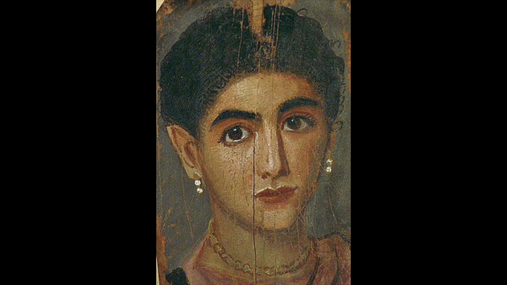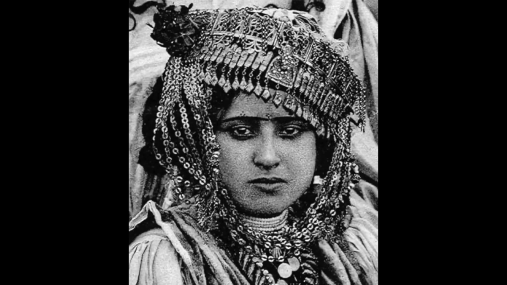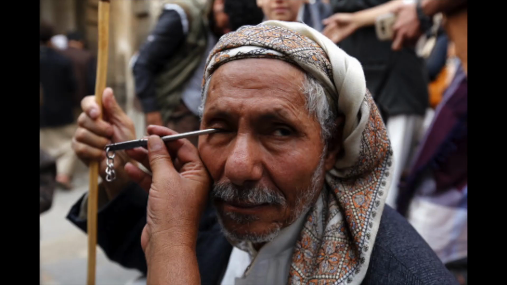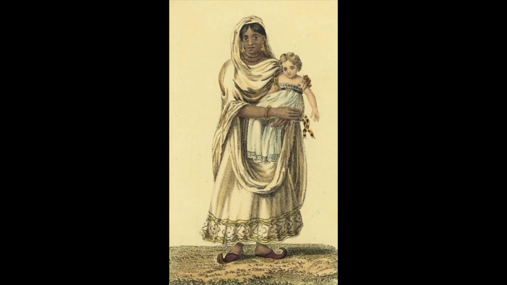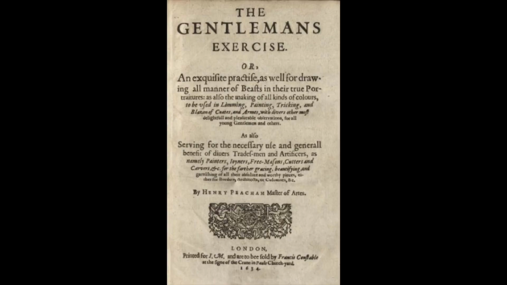Kohl is used widely still in the Middle East. It's used in Africa, in India, Pakistan, Bangladesh, Nepal. It has many different names such as kajal, kohl, alcohol, surma, tiro and kawali. Kohl was brought over to the UK in the 1600s by immigrants from South Asia. The accepted method was to burn the carbon and then collect it with a feather.